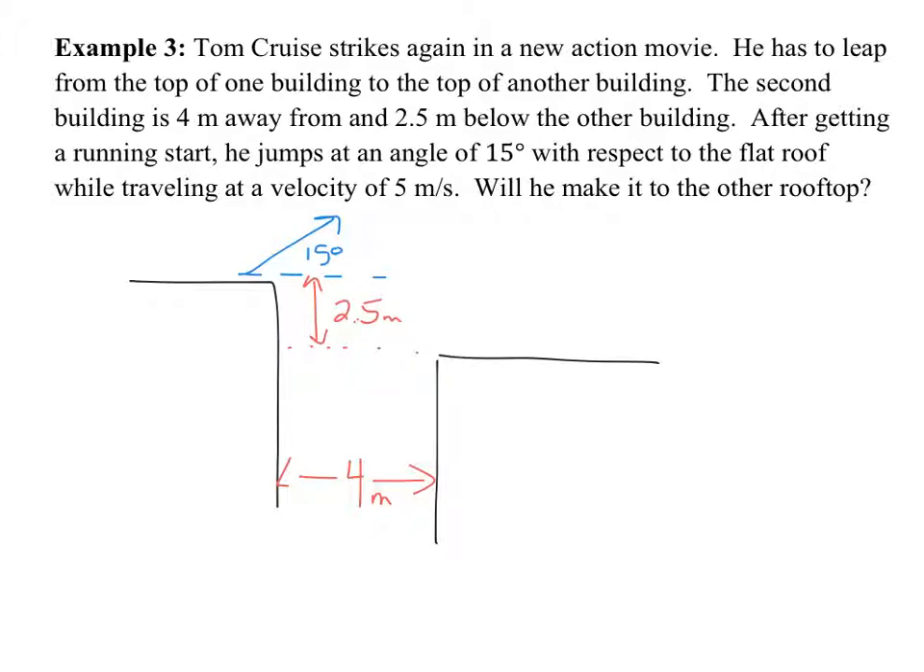So for all of these problems, I highly, highly recommend that even if you draw a quick sketch, something in the beginning, to give you an idea of what you're dealing with. Okay? So that's the info we know so far. We know that he ran with a velocity of 5 meters per second. That was his actual velocity. After getting a running start, he jumps at an angle of 15 degrees with respect to the flat roof while traveling at a velocity of 5 meters per second. So the velocity is 5 meters per second.